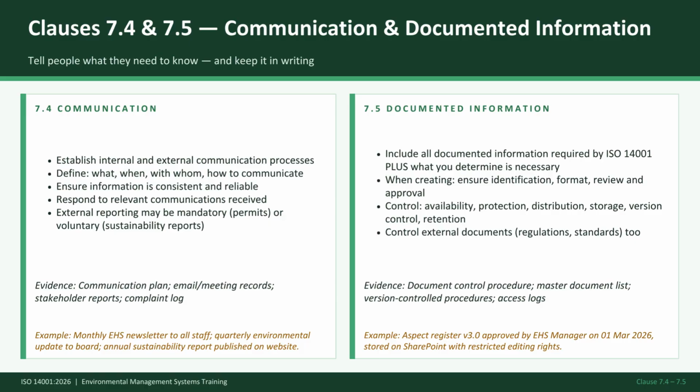7.5, documented information. ISO 14001 requires specific records to exist. But it also lets you decide what additional documentation your organization needs. The standard no longer mandates a formal EMS manual, but many organizations keep one because it is useful. For all documented information you must control who can access it, how it is stored, how long it is retained, what the version control process is, and how you handle external documents like legal regulations. A practical tip: a document that nobody can find when the auditor asks for it is as bad as a document that does not exist.